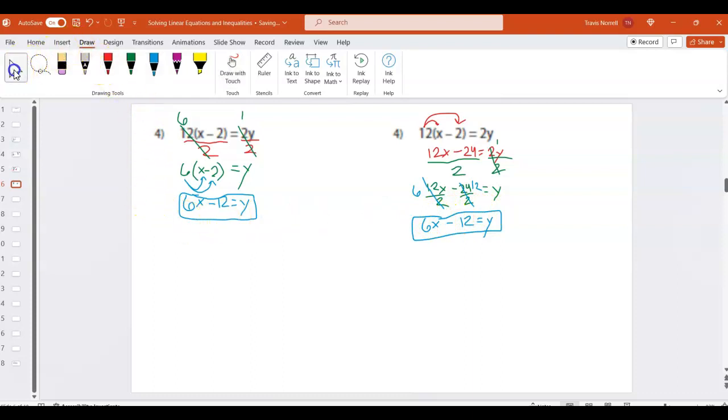So notice I came up with the same answer 2 different ways. I divided first and then distributed, or I distributed first and then divided. Take whichever route makes the most sense to you. There's no one way to solve a math problem. You can do the way that makes the most sense to you.